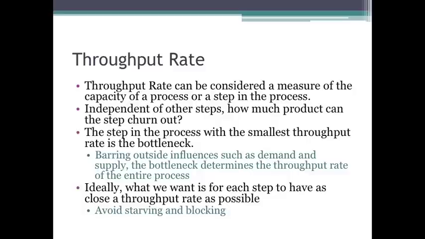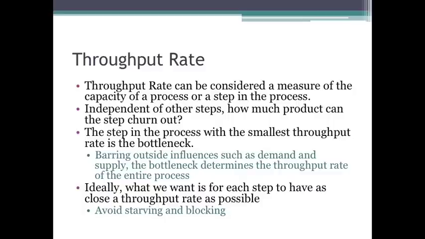Now, I mentioned before that whichever step in the process has the smallest throughput rate is our bottleneck. This is what limits the throughput rate for our process. So whichever step in the process has the smallest throughput rate, that'll be our bottleneck. Barring outside influences such as demand or supply, and as we've seen, those outside influences can come into play sometimes, the bottleneck determines the throughput rate of the entire process.